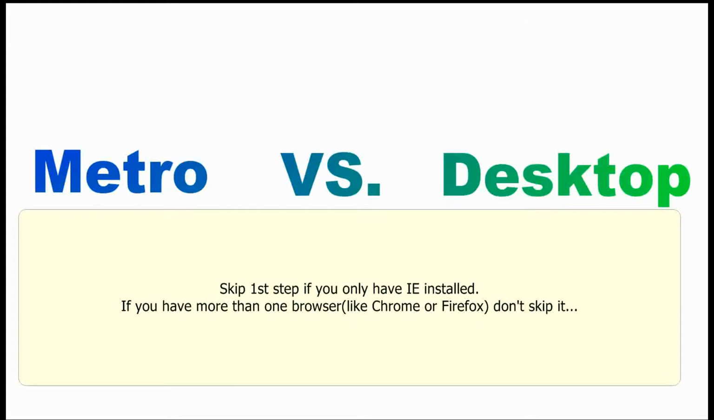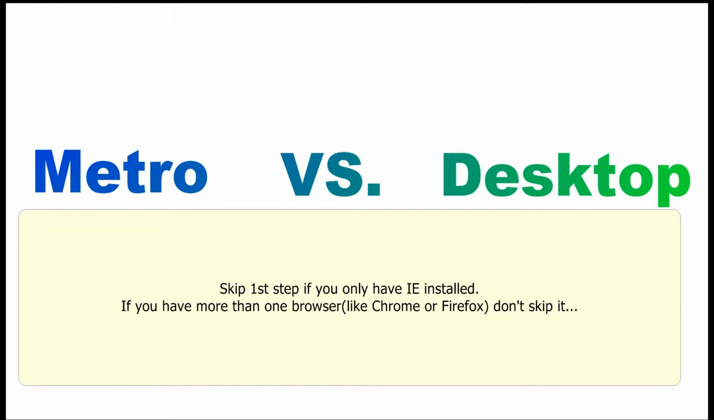In this video, I'm going to show you very quickly how to change from desktop mode to Metro mode in Internet Explorer 10 or 11, it doesn't matter which one, on Windows 8 or 8.1. So the first thing you do is open up Internet Explorer, obviously. It doesn't matter if it's the desktop version or Metro, but it's usually better if it's the desktop version.